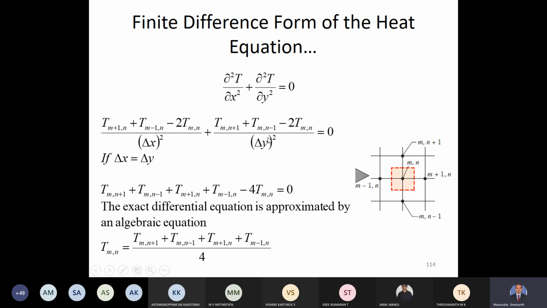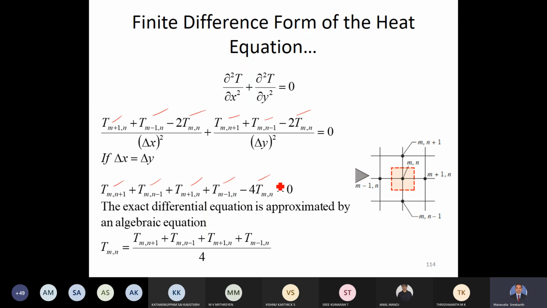You can add the numerators and take the denominators to the other side, becomes 0. What happens is you will have only a few terms left. You have tm plus 1 n, tm plus 1 n, tm minus 1 n, tm minus 1 n, tm n plus 1, tm n plus 1, tm n minus 1, tm n minus 1, and you see minus 2 tmn and minus 2 tmn. These two together will be minus 4 tmn.